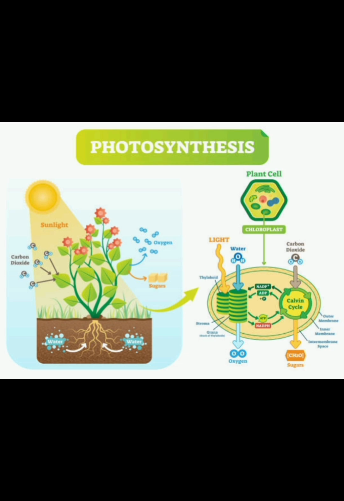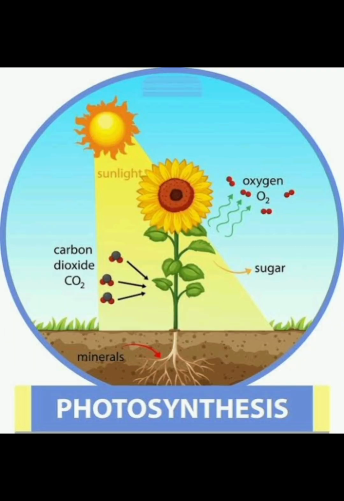Overall equation of photosynthesis: the process of photosynthesis is commonly written as 6CO2 + 6H2O → C6H12O6 + 6O2. This means that the reactants, 6 carbon dioxide molecules and 6 water molecules, are converted by light energy captured by chlorophyll into a sugar molecule and 6 oxygen molecules, the products.